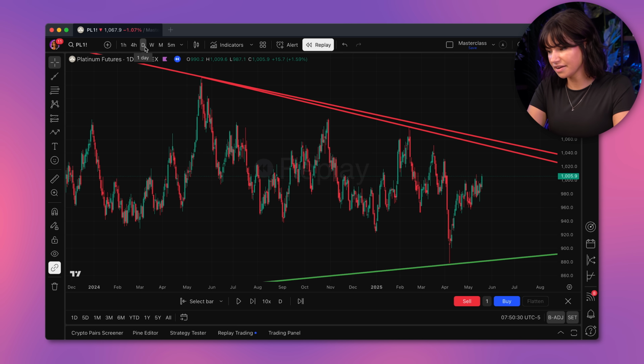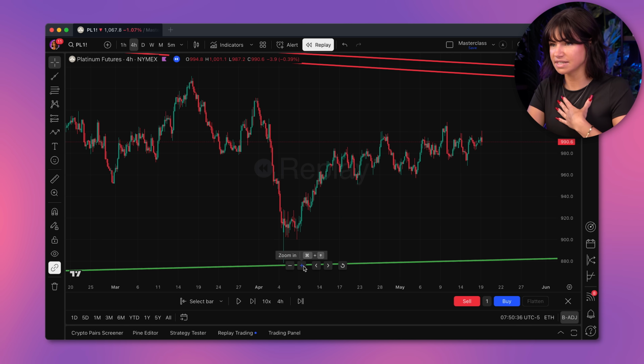All right, we're in the daily time frame. Let's work our way down to the 4-hour time frame. Now this time frame is where I personally stay. This is the time frame that I trade in. So when I do my top-down analysis, I go from monthly, weekly, daily, and then I stop in the 4-hour.